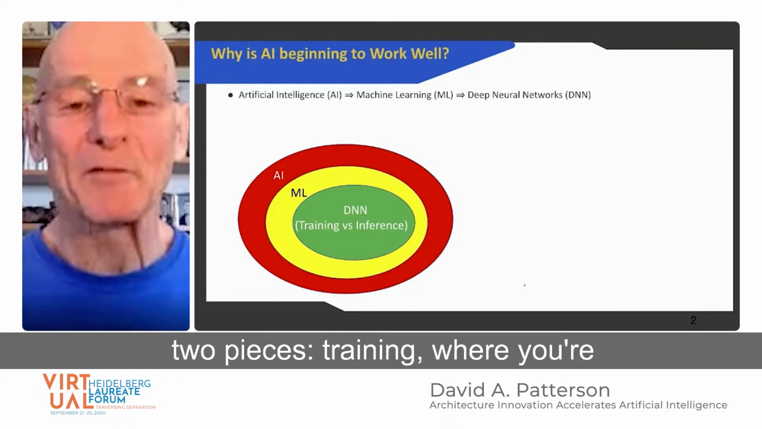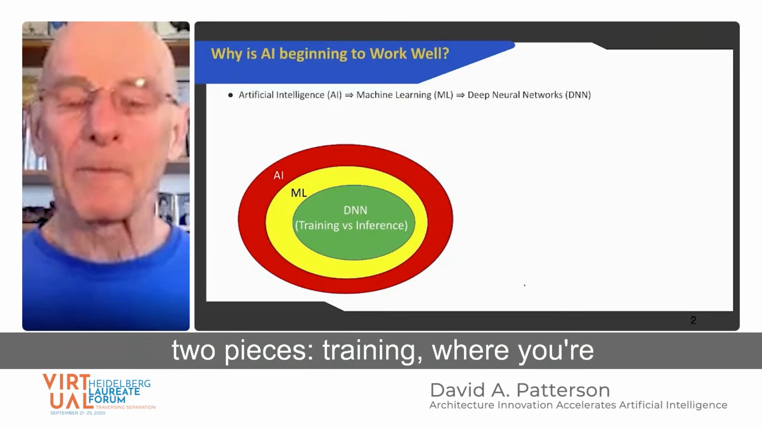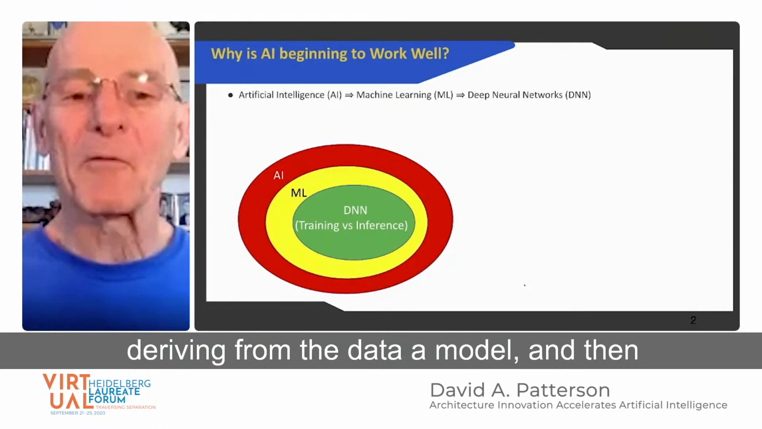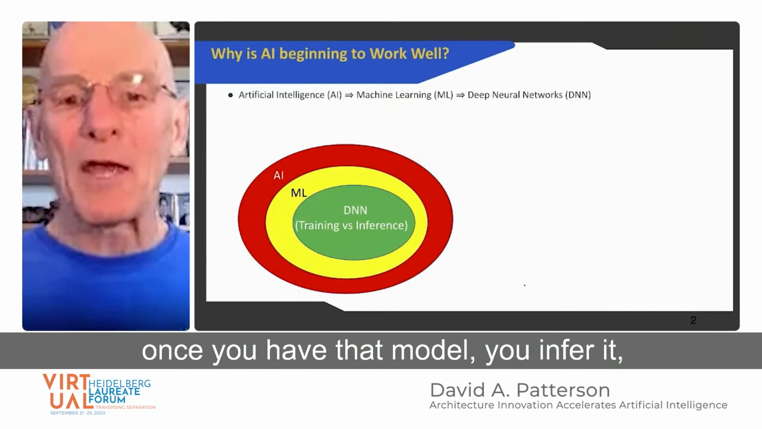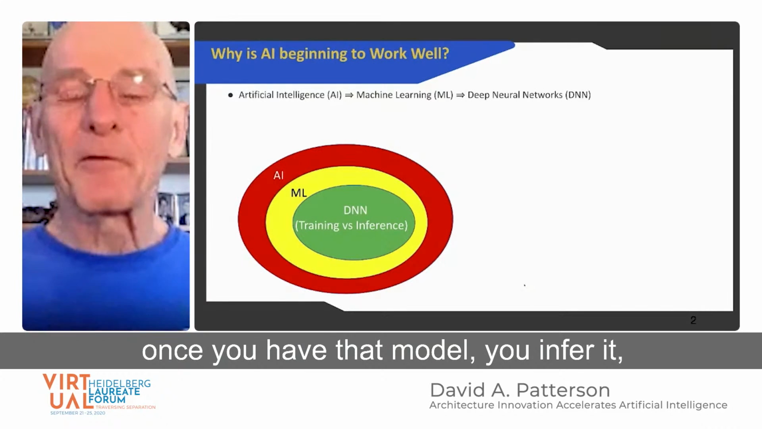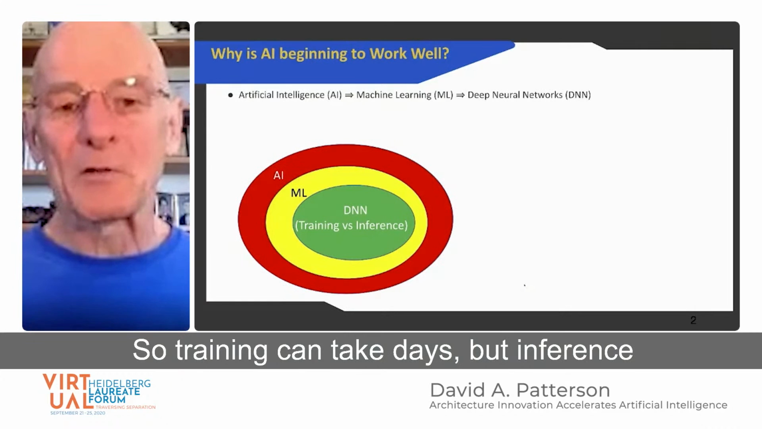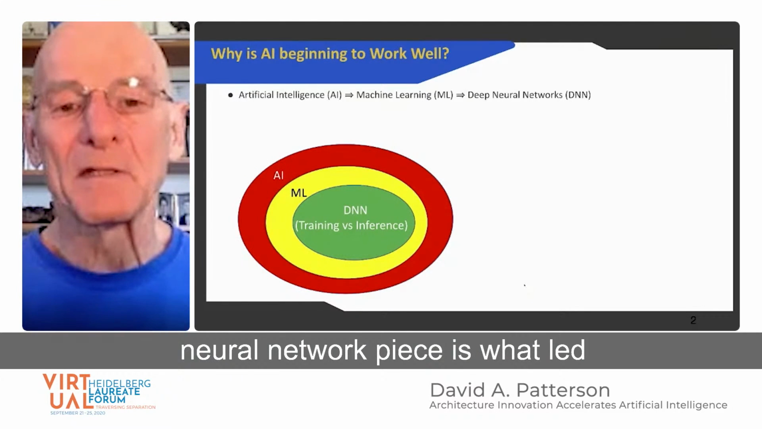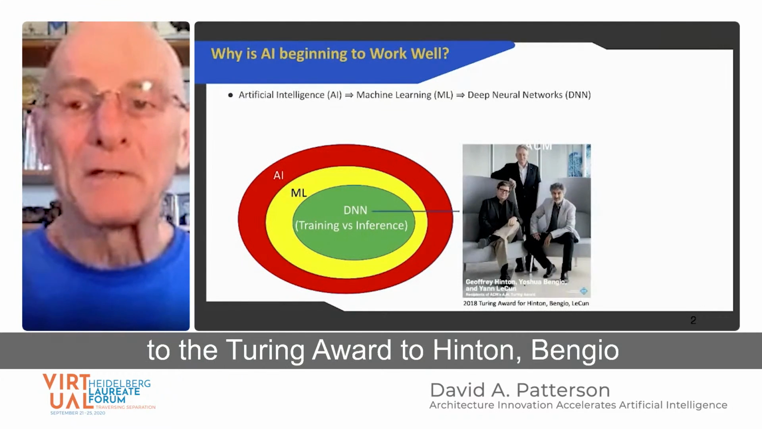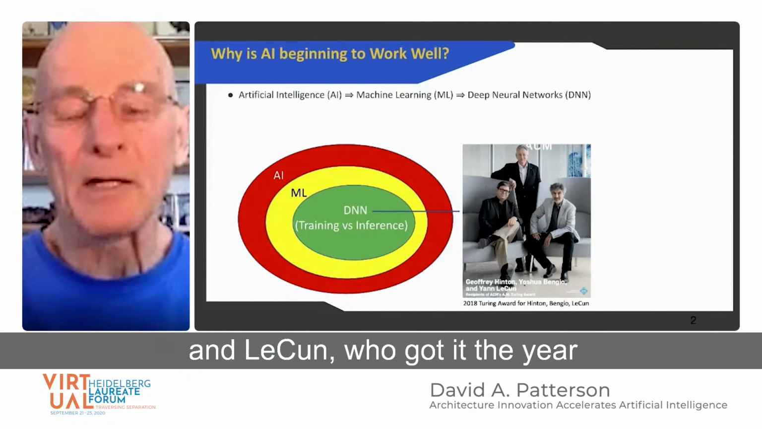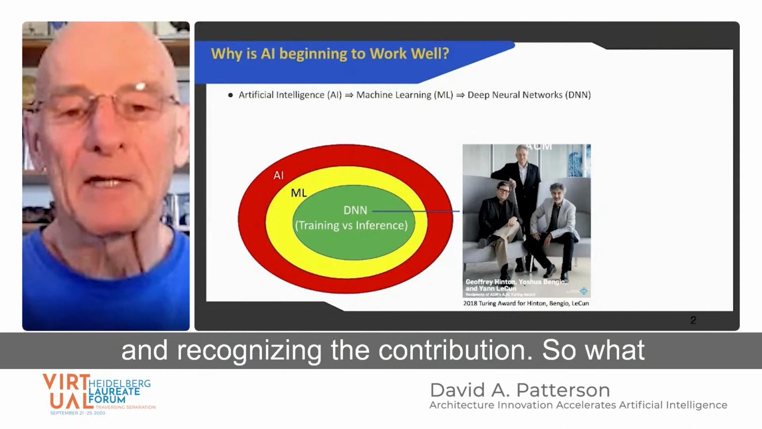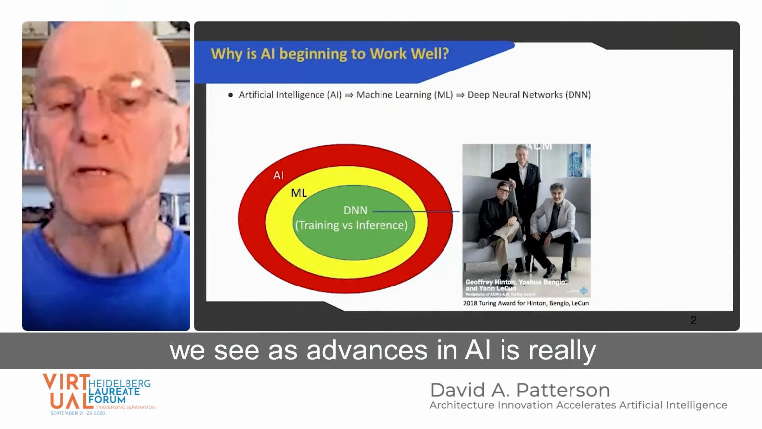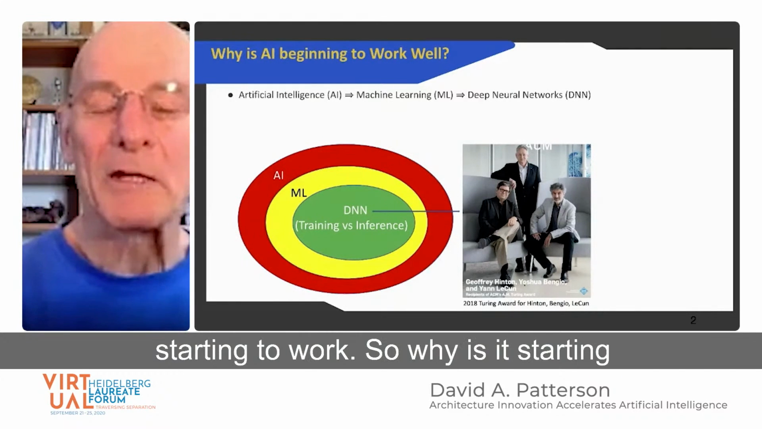Deep neural networks have two pieces: training, where you're deriving a model from the data, and then once you have that model, you infer it or serve it. You put it to work. So training could take days, but inference could take milliseconds. And this deep neural network piece is what led to the Turing Award for Hinton, Bengio, and LeCun, who got it the year after Hennessy and I got it, recognizing the contributions. So what we see as advances in AI is really advances in deep neural networking starting to work.